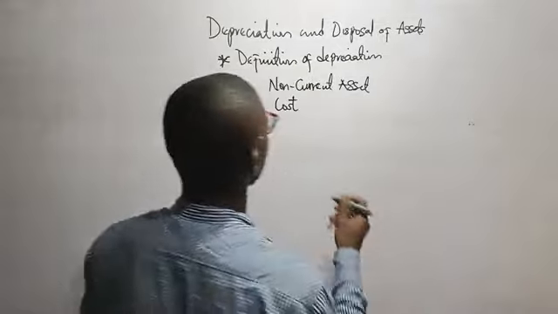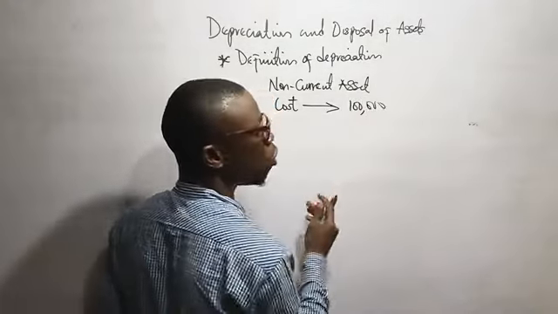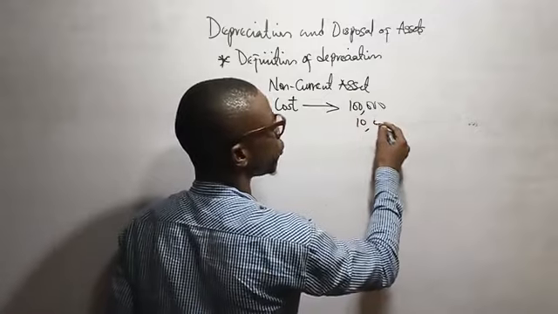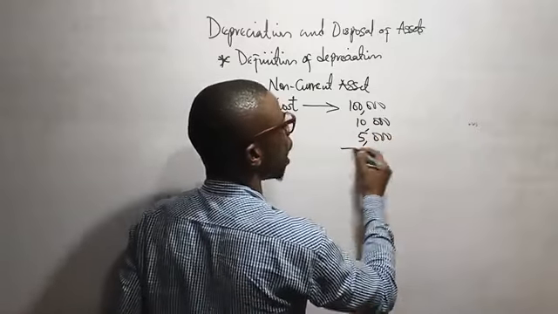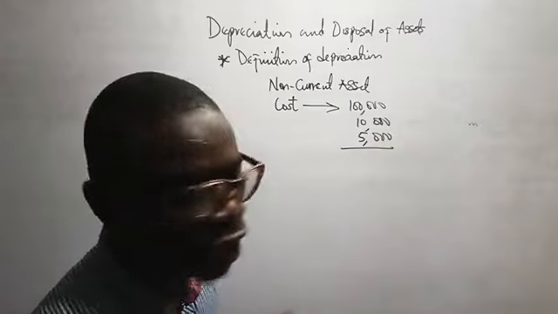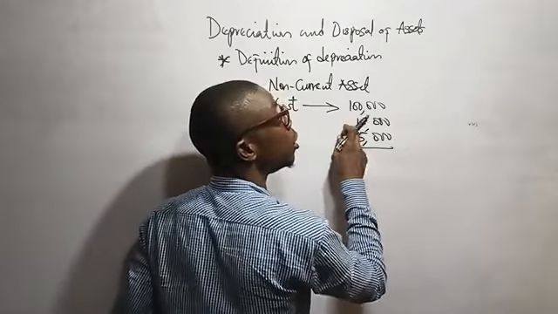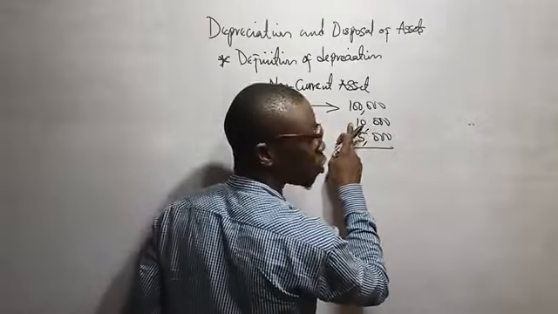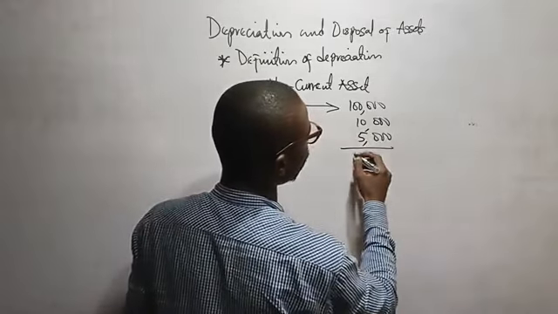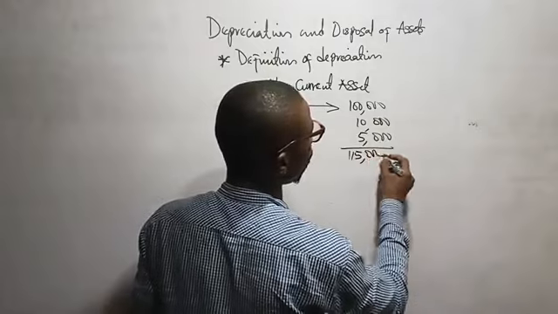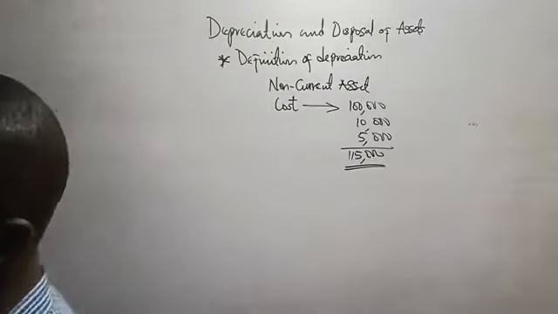So you can buy a generator for 100,000, but the cost of installing it may be 10,000 and the cost of transporting it may be 5,000. If they ask you how much is the cost of that generator, it will be the purchase price plus the installation cost of 10,000 plus the transportation cost of transporting it to where you will need it. So the cost will be 115,000. That's how cost is determined for non-current assets.